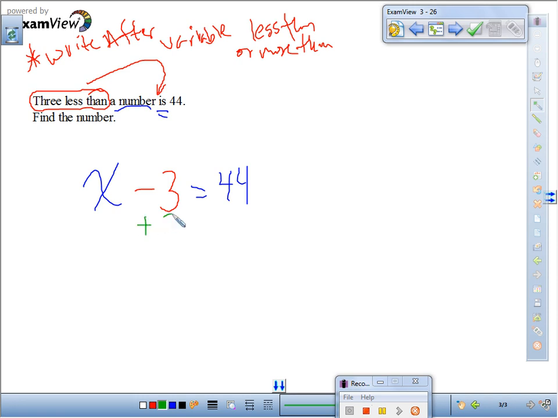Plus 3. Be nice. This cancels. We're left with x equals 47. Parents, you got x equals 47? Okay. All right. So with that said, make sure you do not forget on this one, whenever you get to a word problem, if it says less than or more than, you circle it, and that goes after the variable. Okay? Number 4. Here we go.